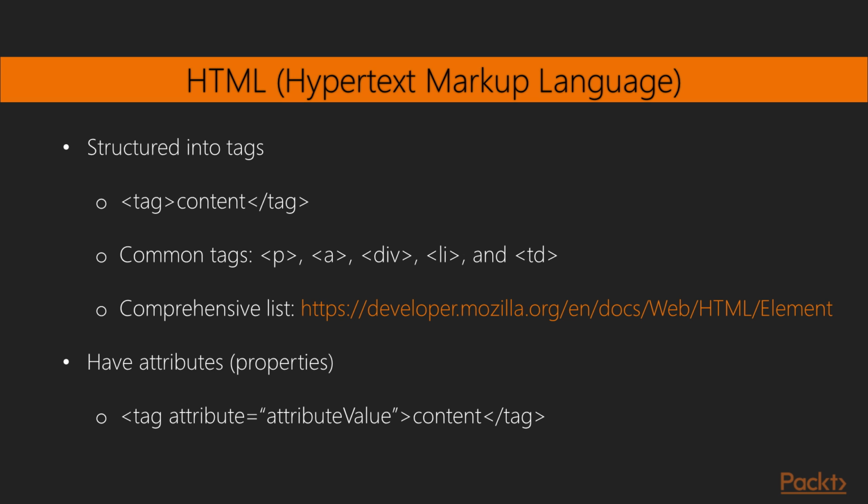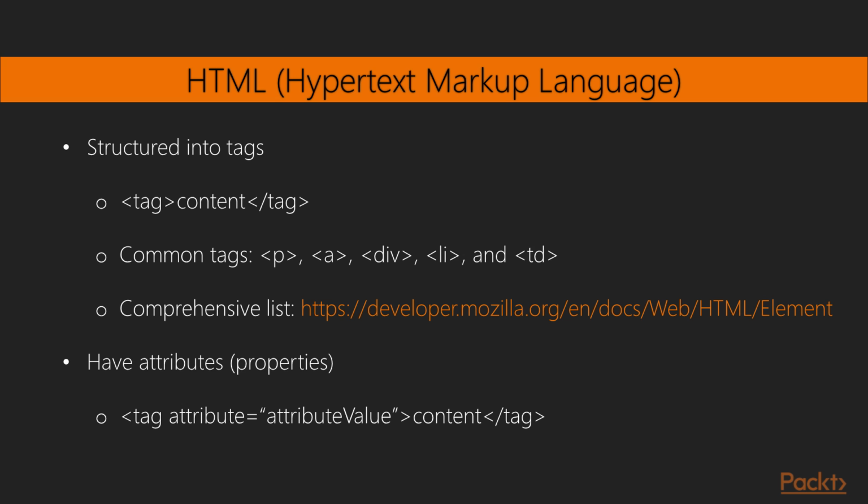Tags can have attributes, which are also called properties. These specify more information about the tag other than its content. They're structured like so. So you have the opening tag, then the attribute name, equals, and then in quotes the attribute value. Different tags can have different attributes. For instance, an input tag can have an attribute which specifies whether it's a date or a password or a plain text or just a check mark, and so on.